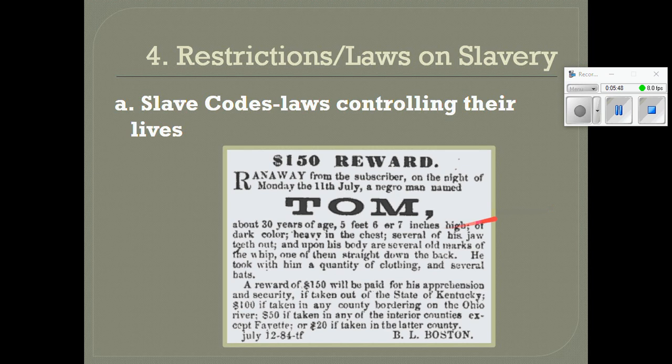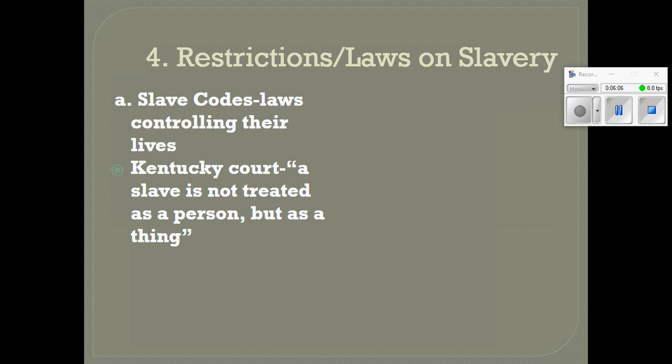And here's another example of Tom. 30 years of age, 5'6" or 7 inches, dark color, having a chest, several of his jaw teeth out, whip marks along his back. Again, that really could be anybody. So it's not too descriptive. So that way they could get a slave back regardless.